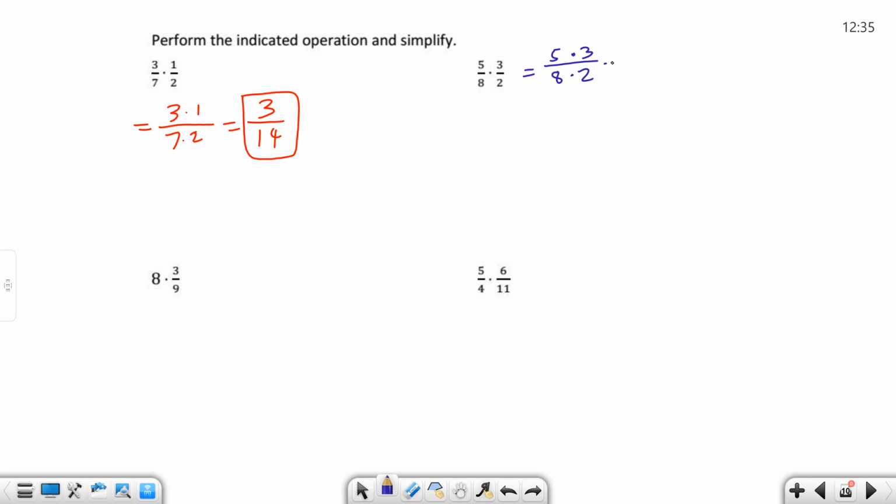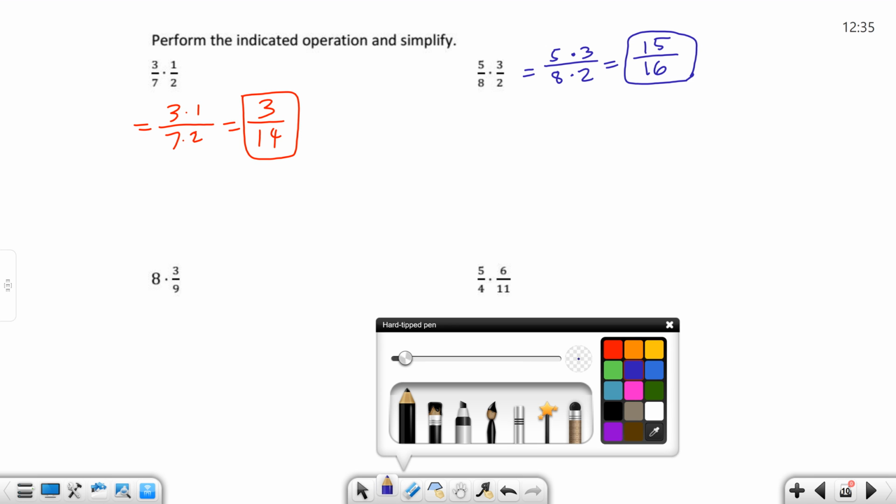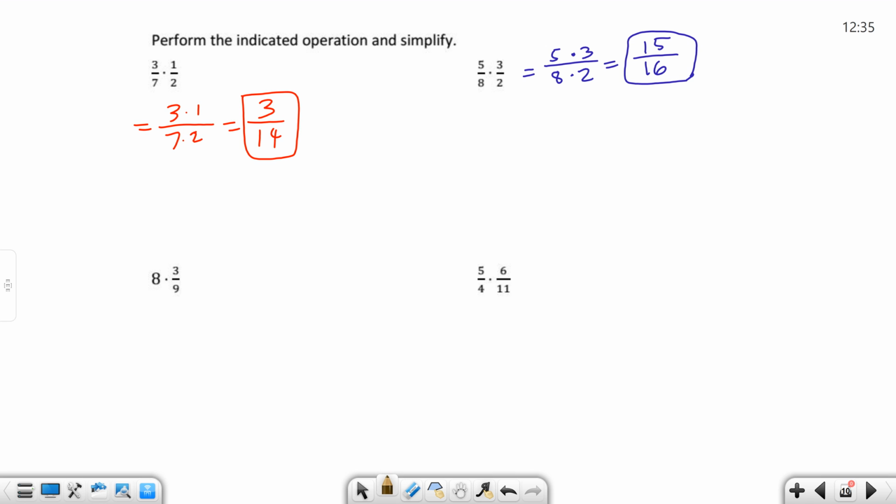So let's look here. 5 times 3 is what? 15. 8 times 2 is 16. Do 15 and 16 have anything in common? And what I mean is, does anything divide out of both of them? No, it does not. Right? So if you're having trouble with the simplification and why I can or can't, go back and watch my video on simplify and reduce. Okay? It's fractions, the basics 1.